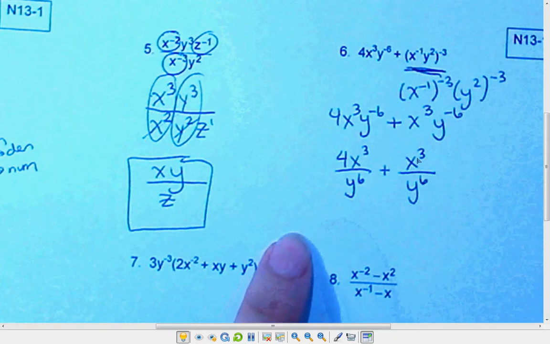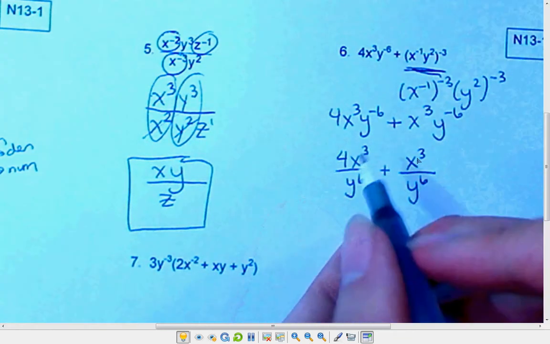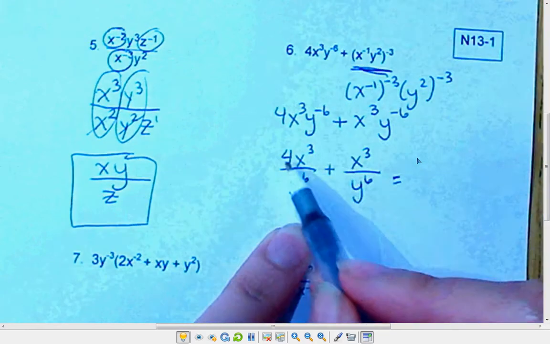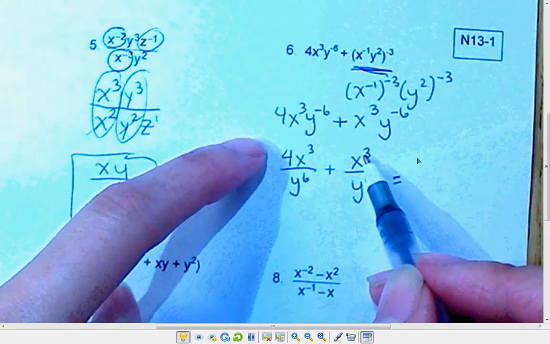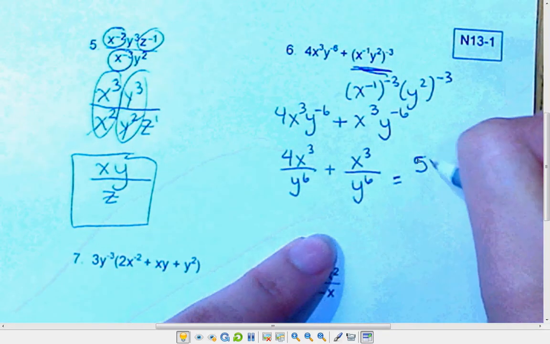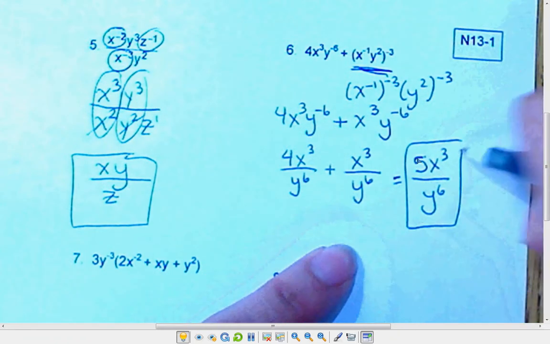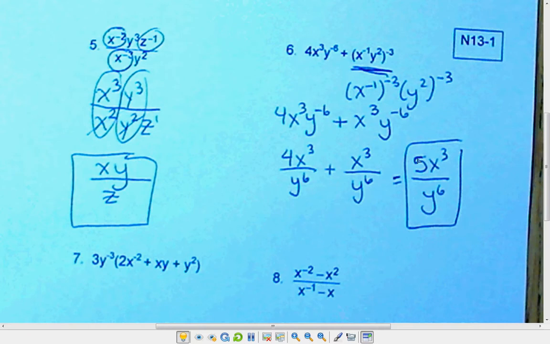And now, because they have the same denominator, y to the 6th and y to the 6th, I can just add them together. So 4x to the third plus x to the third, these are like terms. They add together to give me 5x to the third, and I keep the same denominator, which is y to the 6th. And this is my simplified form.